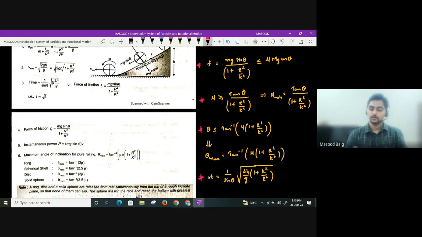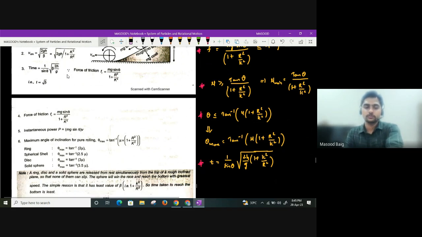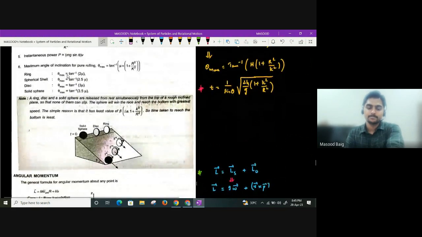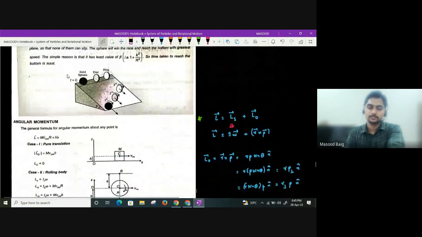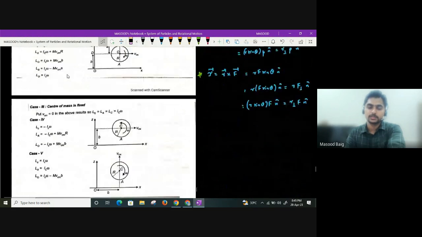Clear, everyone? So always remember, whichever has lesser value of k square by r square will reach the bottom of the incline quickly. Again, whichever has lesser k square by r square will reach the bottom with more speed. Speed will be independent of mass. Time taken to reach will also be independent of mass. Acceleration will also be independent of mass. Clear? So these terms will be independent of masses, guys. Understood, all of you? Yes or no? Is that clear?